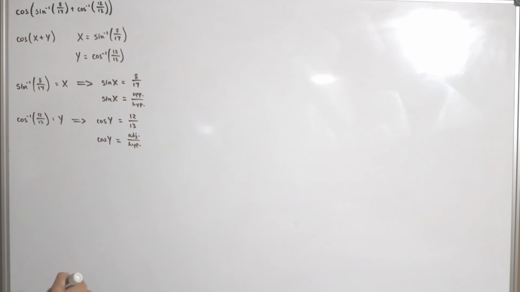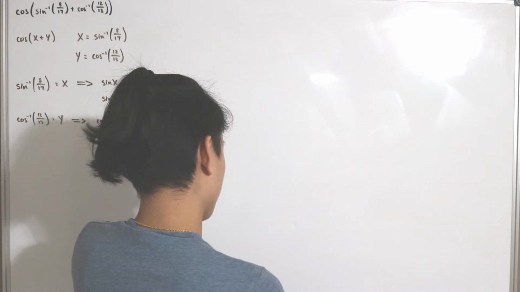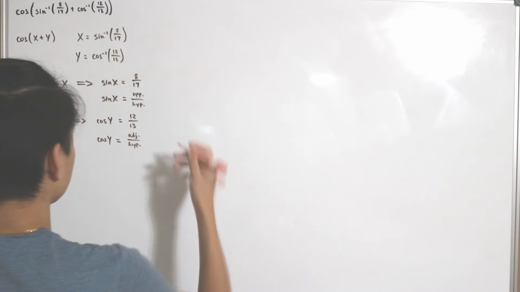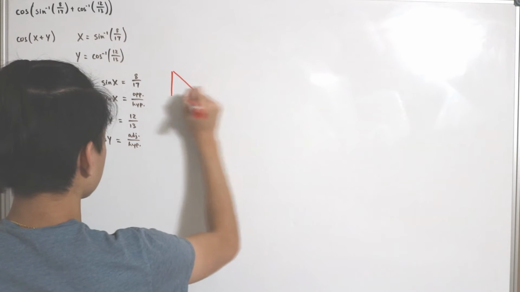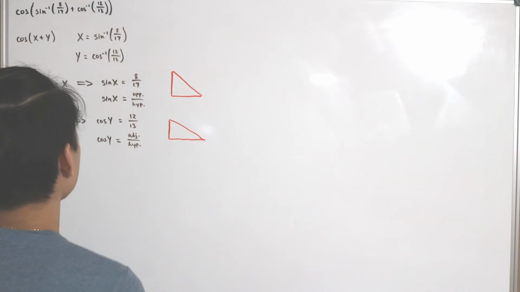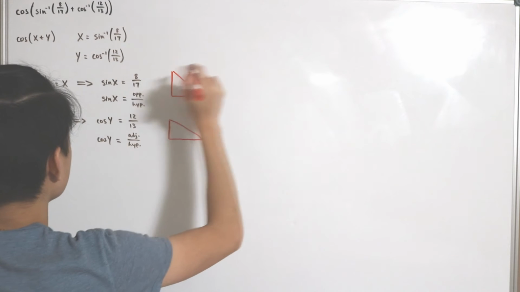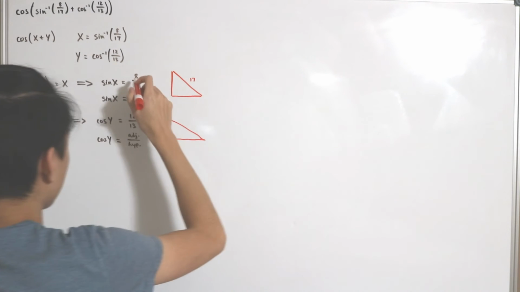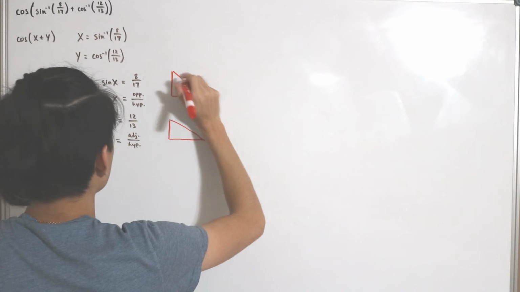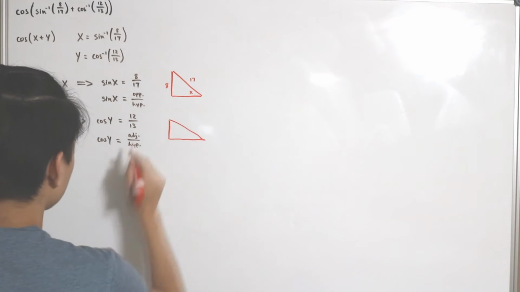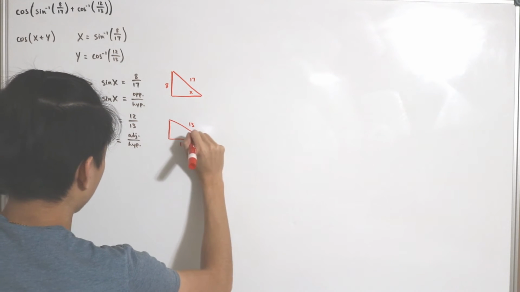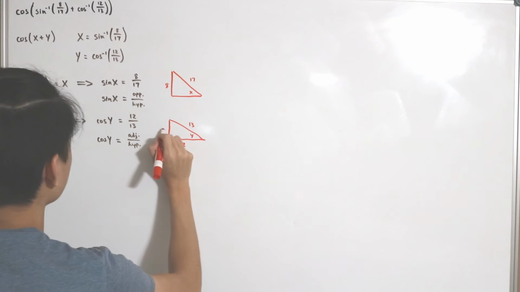In order to find the missing values, let me draw out the right triangles for both of these. Two right triangles, not drawn to scale, by the way. So 17 is our hypotenuse, and 8 is the opposite. This means capital X is the angle over here. Over here, 13 is our hypotenuse, and we have the adjacent equal to 12. So Y is our angle over here, and we have to find this missing value.